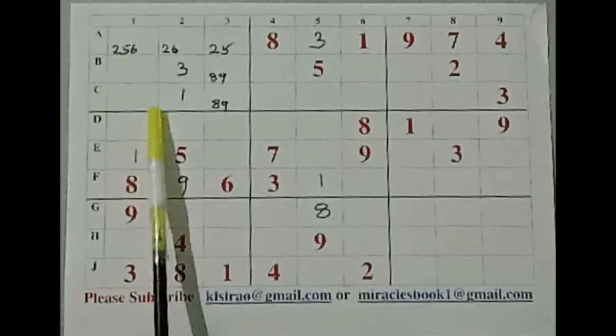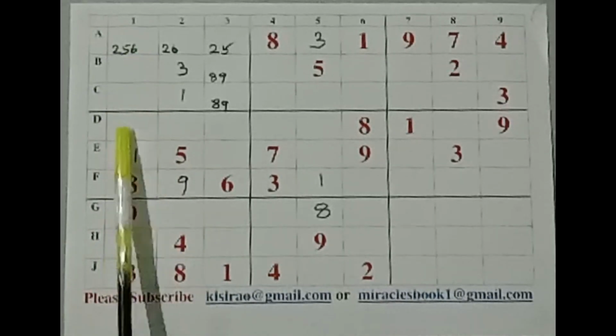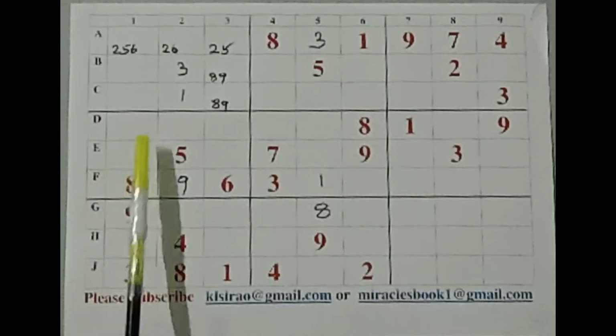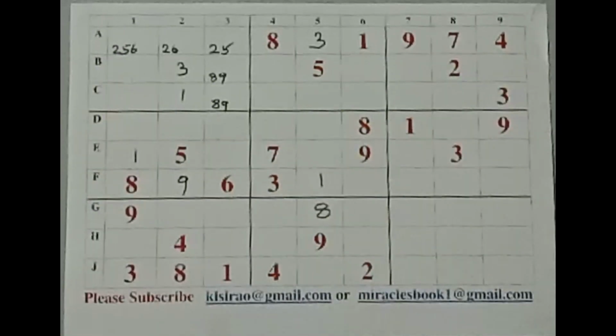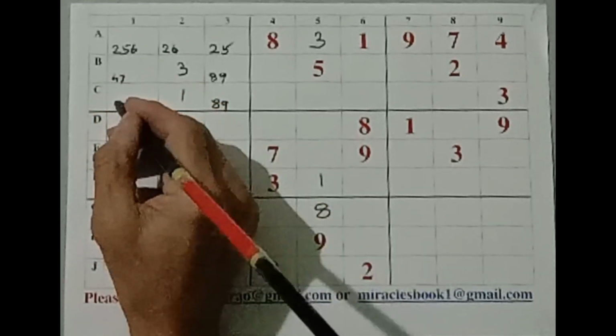Now what about these 2 places? We require 4 and 7 for these 2 places. Since we don't have cross checks, let us assign those 2 numbers here, 4 and 7.